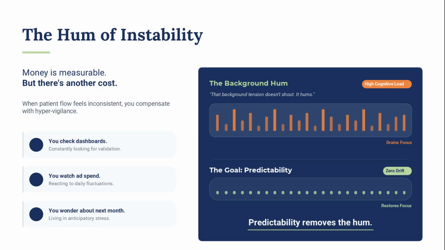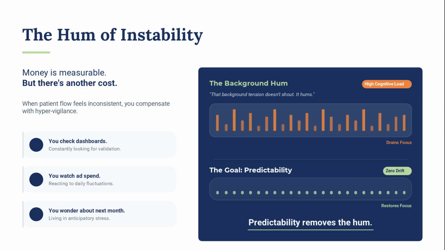Money is measurable, but there's another cost most practices feel without tracking. The background hum of instability. When patient flow feels inconsistent, you compensate. You check dashboards constantly, looking for validation. You watch ad spend reacting to fluctuations. You think about next month before finishing this one.